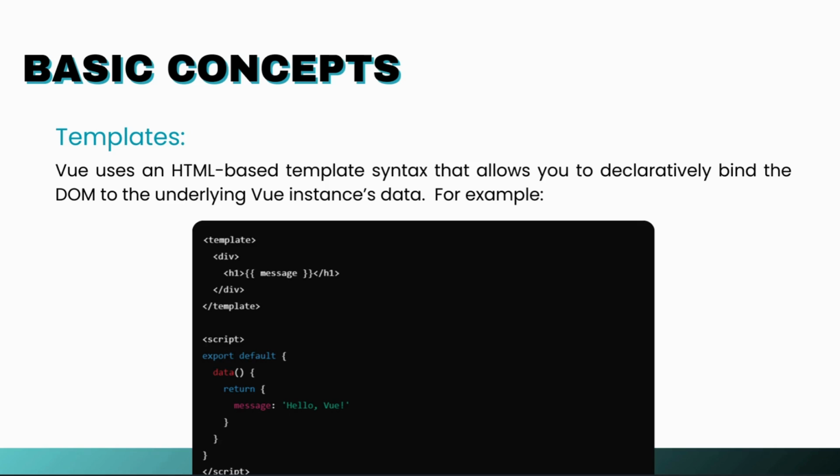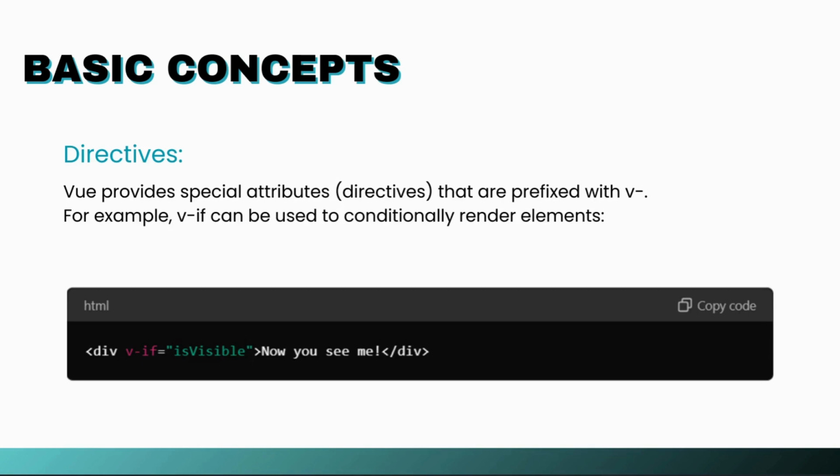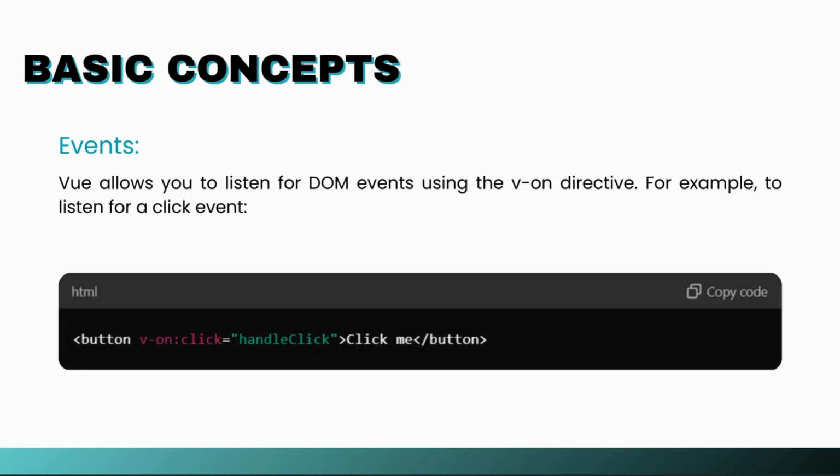Templates. Vue uses an HTML-based template syntax that allows you to declaratively bind the DOM to the underlying Vue instance's data. Directives. Vue provides special attributes that are prefixed with v-, for example, v-if can be used to conditionally render elements. Events. Vue allows you to listen for DOM events using the v-on directive.